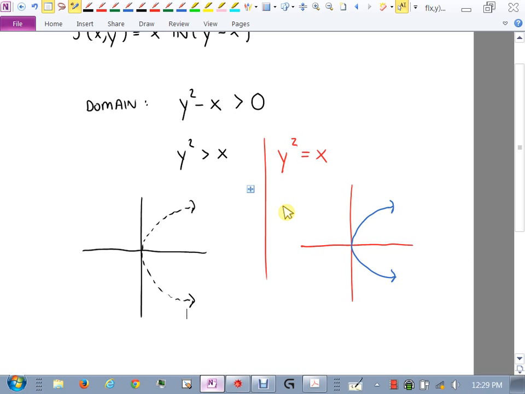So again, we could just pick a test point and figure out if it works. Any point we want, as long as it doesn't live on the curve. So could I pick the origin? No, I can't pick the origin. So how about this? Negative 1, 0? Does negative 1, 0 satisfy this inequality?